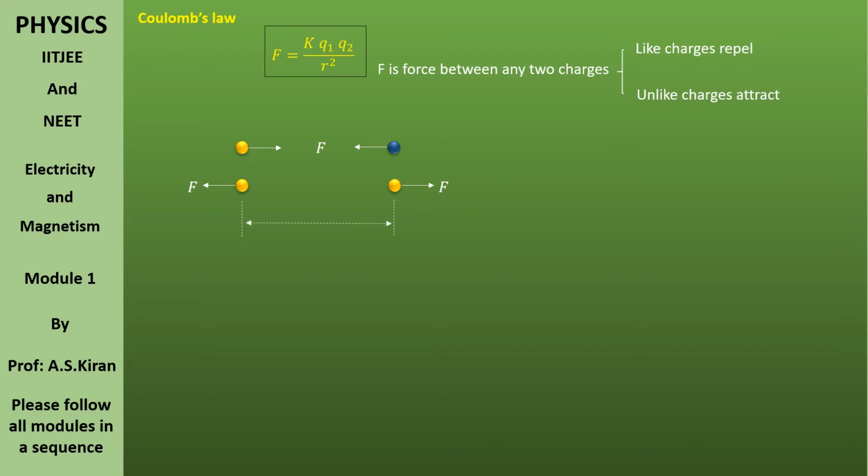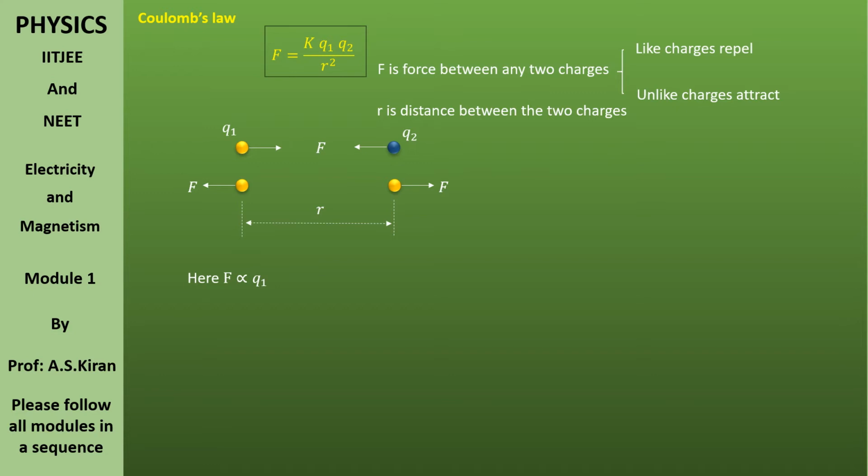Now, in the Coulomb's law, F is equals to K Q1 Q2 by R square. What is K? Proportionality constant. Q1 is charge of first particle. Q2 is charge of second particle. R is the distance between the particles. So here R is the distance between the two charges. Yes, Q1, Q2.